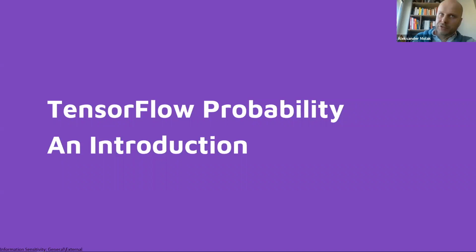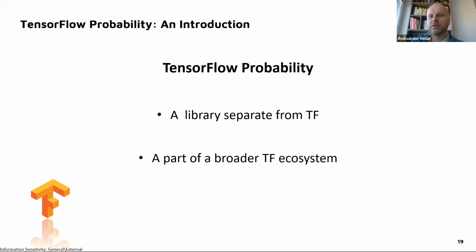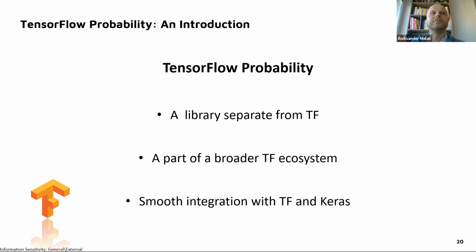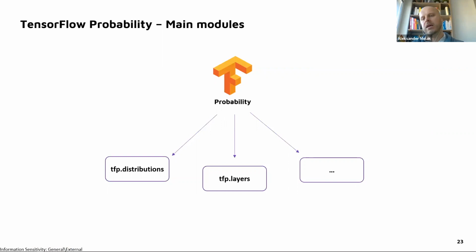Okay, let's jump to something more practical now, and let's think about TensorFlow Probability, the library that will help us modeling all those concepts. TensorFlow Probability is a library that is separate from core TensorFlow, but it's a part of the TensorFlow ecosystem, and it smoothly integrates with both TensorFlow and tf.keras. It's a comprehensive library with 16 submodules, and today, in the context of modeling uncertainty in neural networks, we'll only focus on two of them, namely TFP distributions and TFP layers.